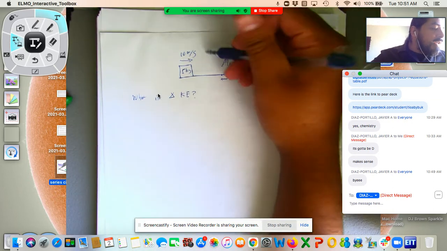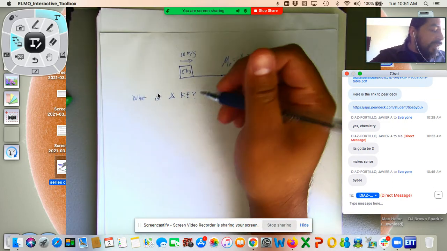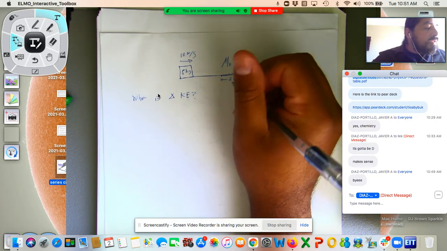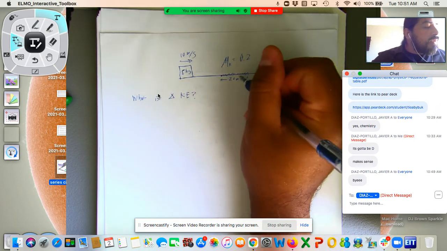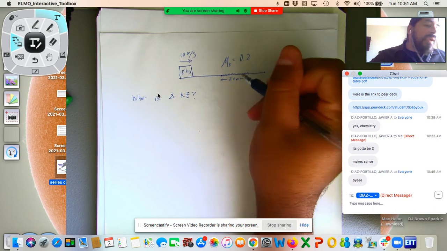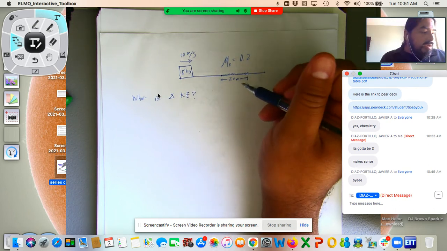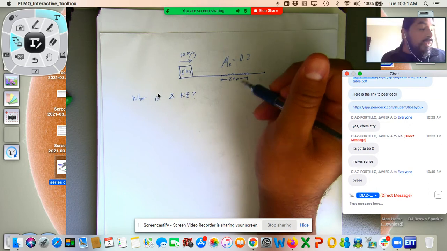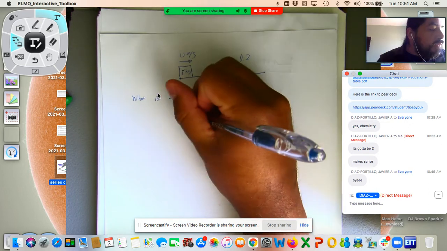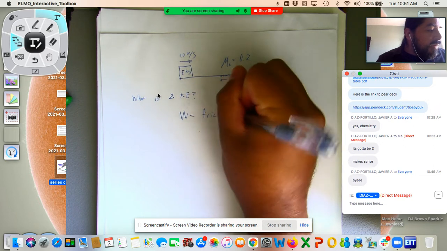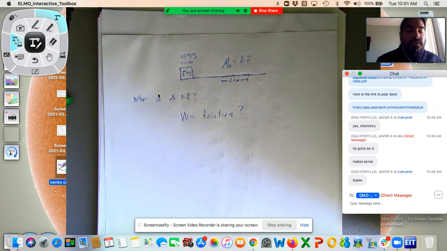So obviously this thing has kinetic energy, and you can find that as 1/2 mv squared. What I was looking at when I solved this problem is that this thing will lose kinetic energy when it hits that surface because of friction. So the way you can solve this is by asking how much work was done by friction. That is what I asked myself: how much work did friction do?